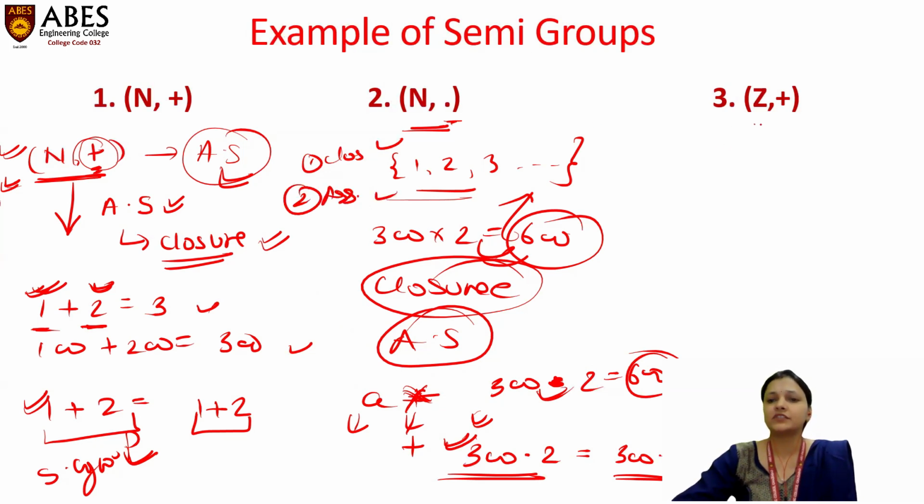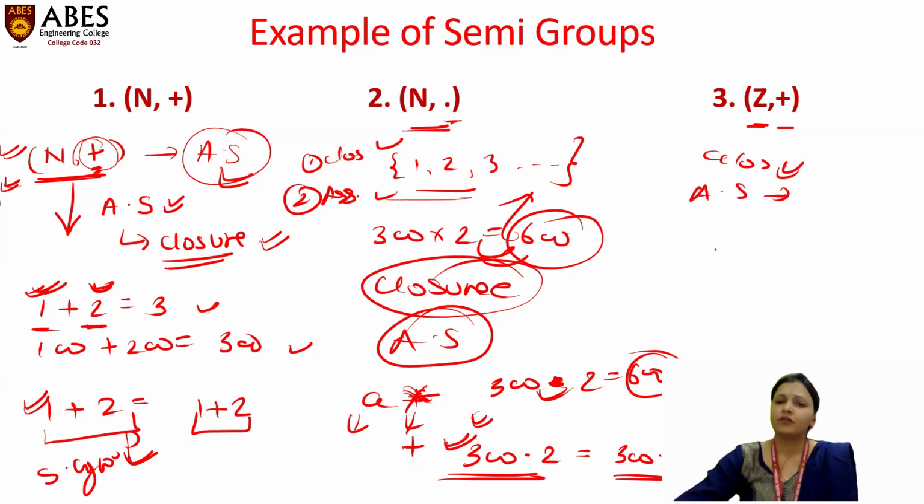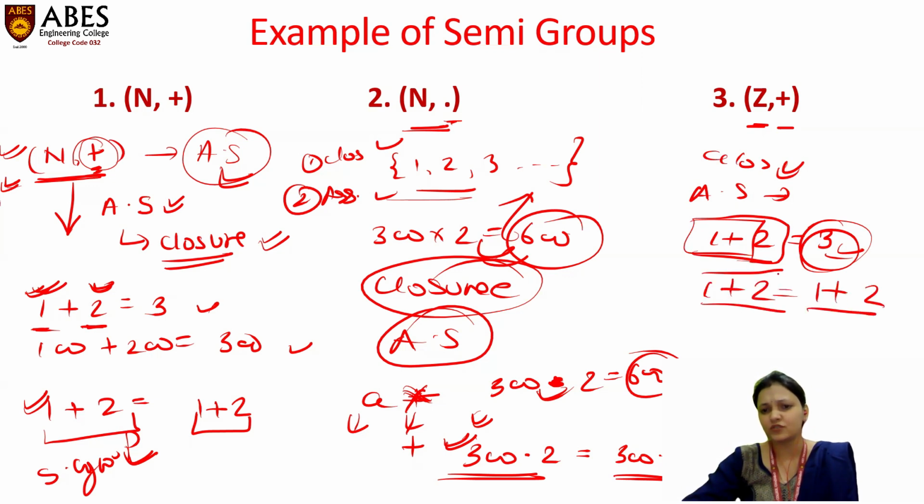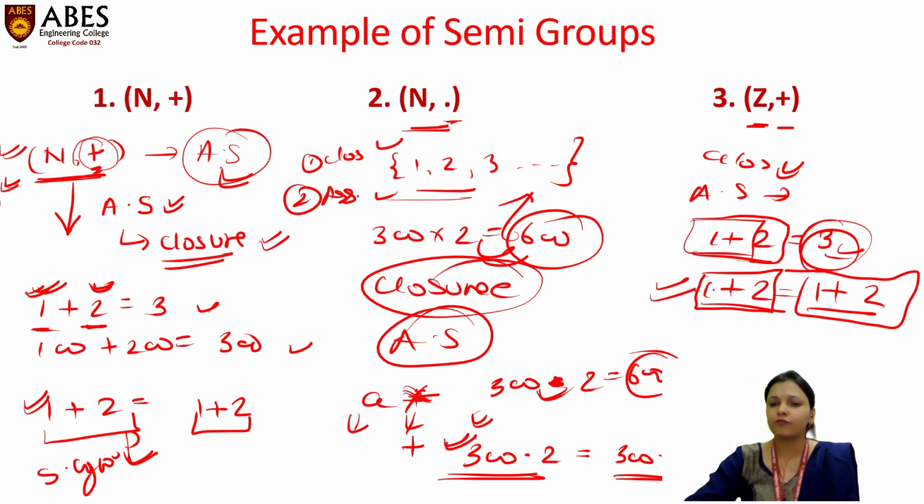Now coming to the third example, the set of integers with addition. We will check for algebraic structure. Is the closure property satisfied or not? If we add any two integers, we will always get an integer. So the closure property is satisfied. And for any two operands, 1 plus 2 is always equal to 1 plus 2. We can't change any association here as there are two operands, so by default the associativity property is satisfied. Here both closure property and associativity are satisfied. So this is a semigroup.